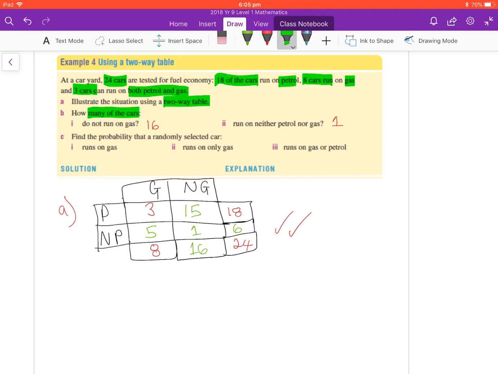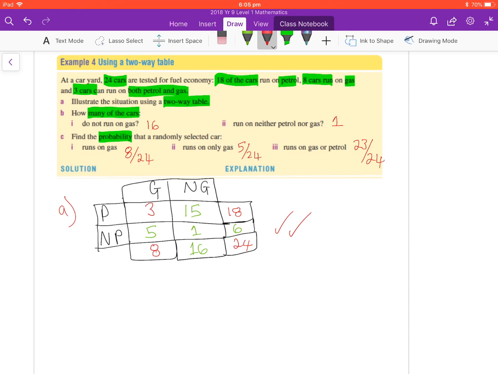And then they've asked us to find the probability that a car randomly selected runs on gas. So what's the probability that a car runs on gas? There's 8 out of a total 24 cars. What's the probability that it only runs on gas? The word only, that's 5 out of 24. And runs on gas or petrol, that gets me 23 out of 24, because there's only 1 car that doesn't run on petrol or gas.